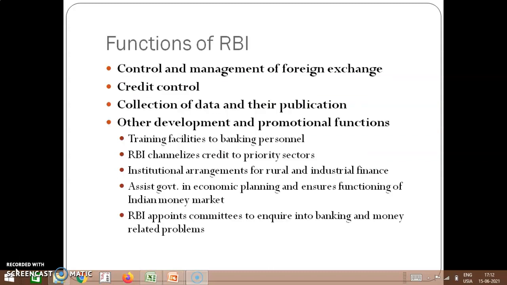Then RBI also controls and manages the foreign exchange. That is, the RBI is entrusted with the task of controlling and managing the country's foreign exchange reserves and also to maintain the external value of the Indian rupee. It is RBI that controls the receipt and payment of foreign currencies. Foreign currencies received by persons in India are required to be sold and exchanged for Indian currencies either to RBI or to the approved commercial banks.